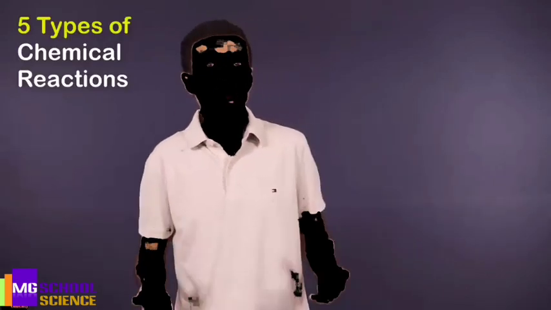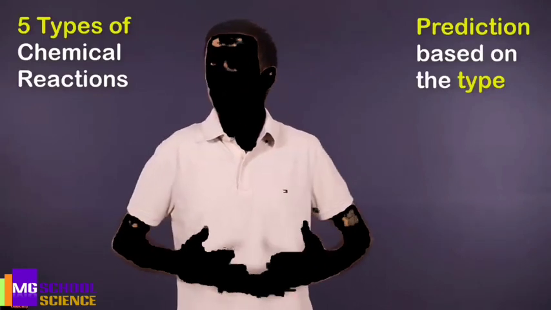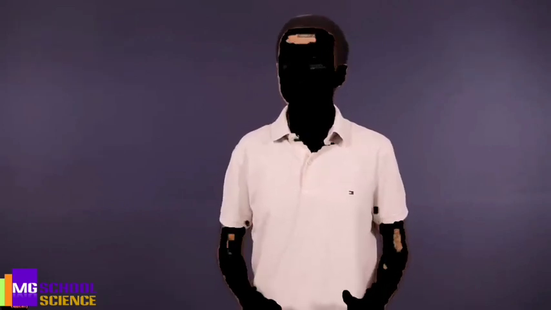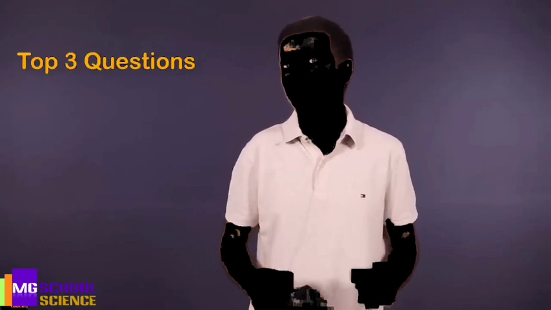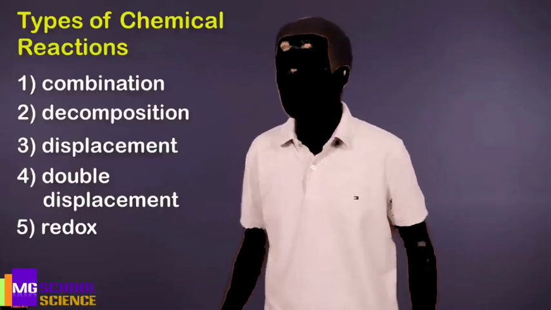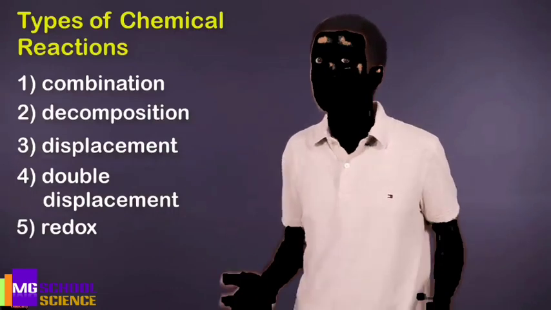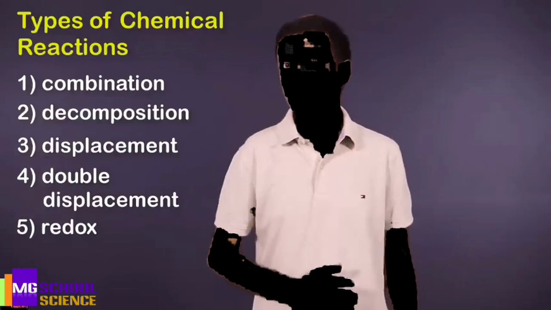I'm also going to show you how to predict the chemical reactions based on these types, so you won't have to memorize all the reactions. And as usual, we'll finish off with our top 3 questions on this topic. Chemical reactions can be divided into these 5 important types. In this video, we're going to look at each of these types and their examples.